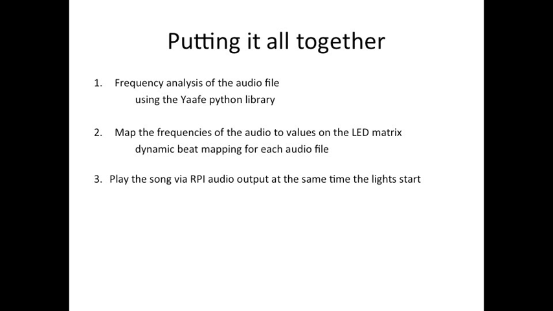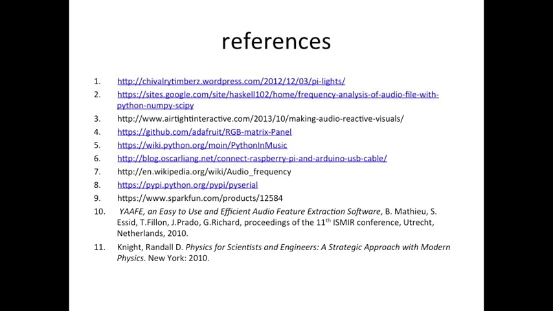Next thing is to map the frequencies to different values on the LED matrix. This is where the dynamic beat mapping algorithm is going to be useful. And the last thing to do is make sure that the song is played through the Raspberry Pi output into the speakers at the same time that the lights begin to move. And that concludes the details of my build.